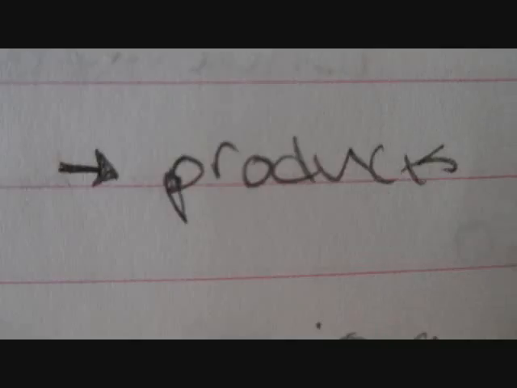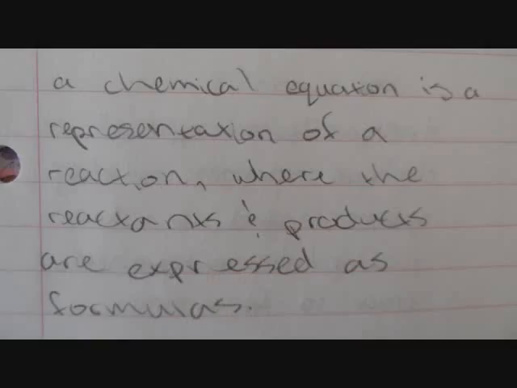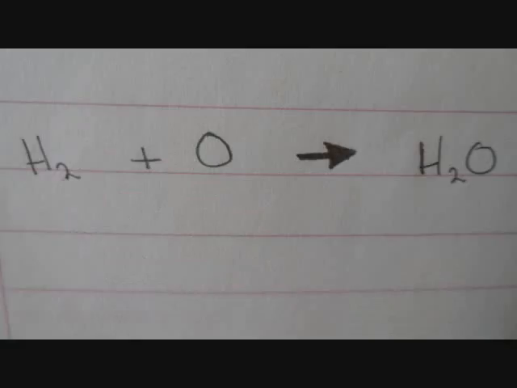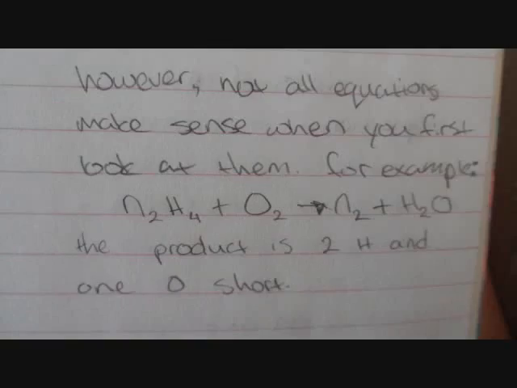Reactants yield products. A chemical equation is a representation of a reaction where the reactants and products are expressed as formulas. Let's take water for example, H2O. The 2 means it has 2 hydrogen atoms, so the equation for water should be H2 plus O yields H2O. However, not all equations make sense when you first look at them.